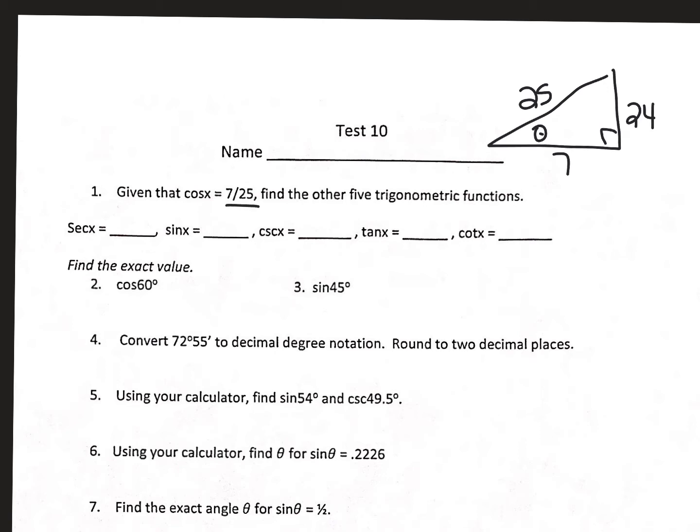Okay, if cosine is 7/25, secant is the reciprocal of that. Sine is opposite over hypotenuse, which is 24 over 25. Cosecant is the reciprocal of sine. Tangent is opposite over adjacent, 24/7, and cotangent is the reciprocal of tangent. No big deal.